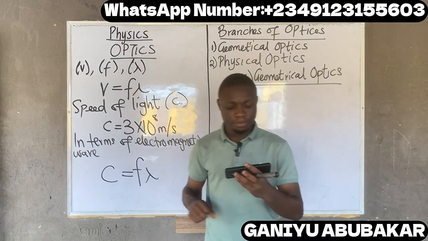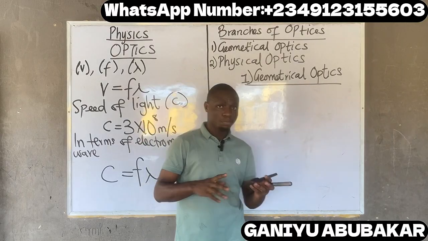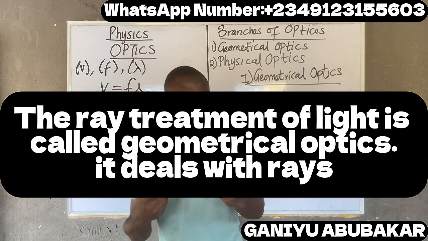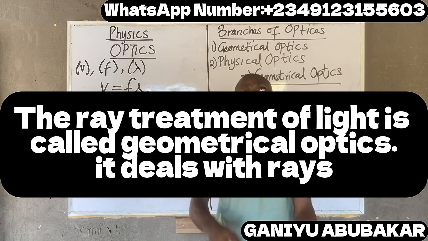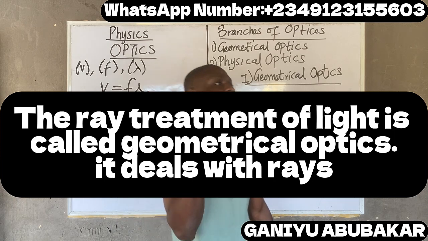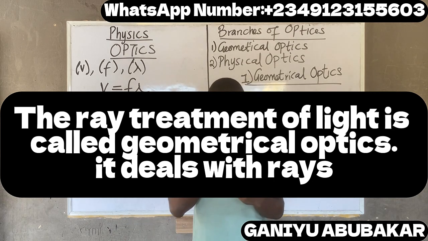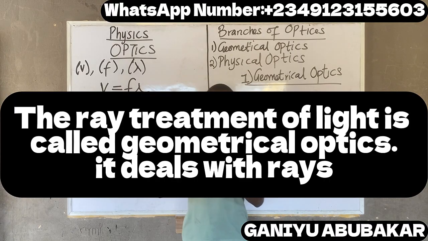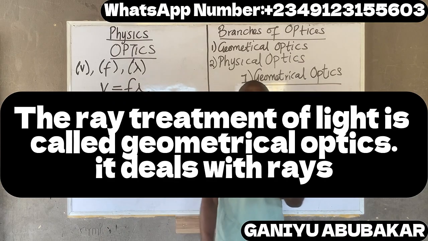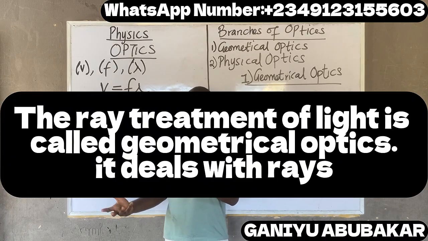Under geometrical optics, put it down, please. The ray treatment of light is called geometrical optics. That's all. The ray treatment of light is called geometrical optics. Full stop, please. It deals with rays, RAYS, on the screen. It deals with the rays.